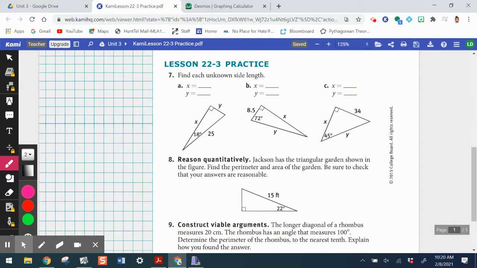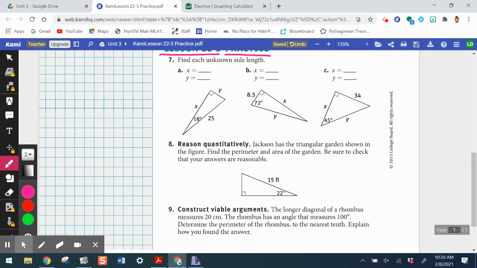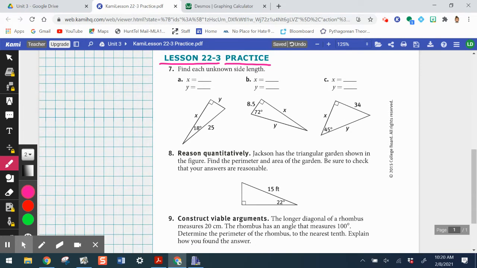Well, welcome back to the lesson 22-3 practice on page 314 in Springboard Geometry. We just covered lesson 22-3, so let's take a look at the practice. Item 7 says find each unknown side length.